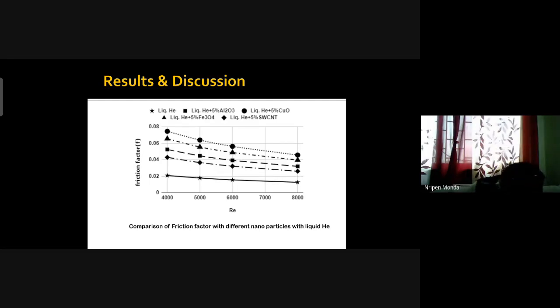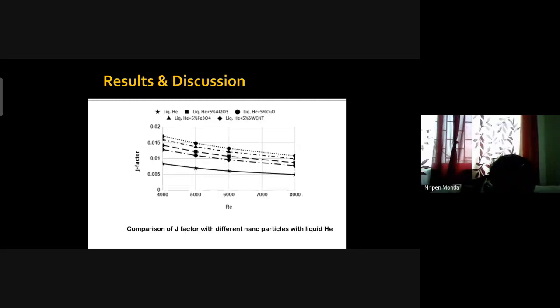Pressure drop in terms of fanning friction factor is high in case of CuO liquid helium cryonanofluid in comparison to other cryonanofluids, as shown in the figure. But from the figure, it is clear that helium-based cryonanofluids are more effective in terms of convective heat transfer.